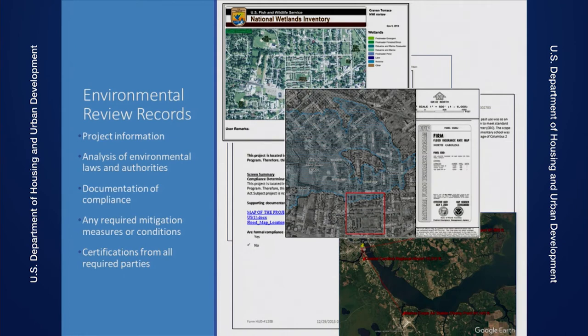It defines the scope of the proposed project, analyzes all required environmental laws and authorities, and demonstrates compliance with them. It also documents any required mitigation measures or conditions and is signed by all responsible parties. It includes both written analysis and will usually require maps and documentation to back up your conclusions.